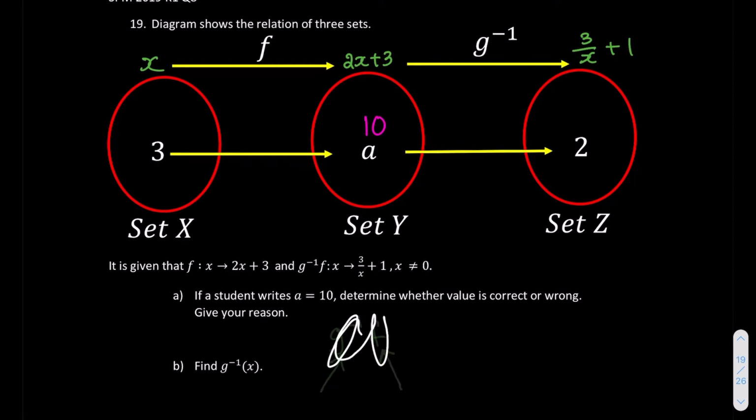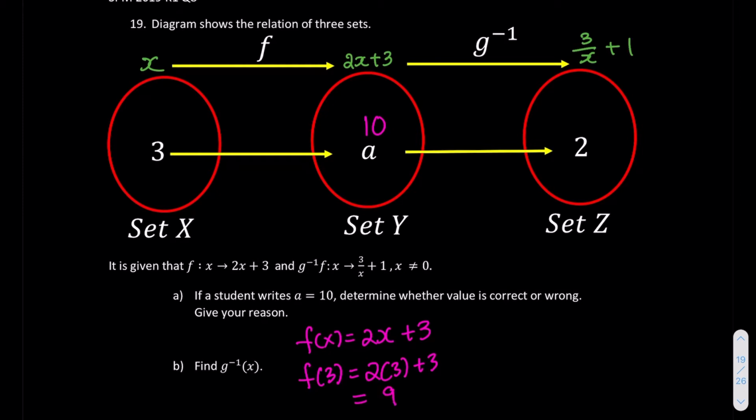We know that if we receive 3 as our input, we will process it by using 2x plus 3, because this is the function for f. So we try to input 3 and see what we have. 2 times 3 plus 3, which is 6 plus 3, is 9. This student is wrong. It's not 10, it's supposed to be 9. So we say that is wrong, because f of 3 is supposed to be 9.